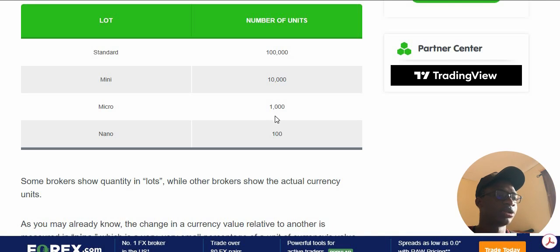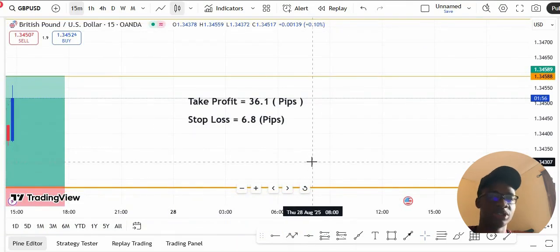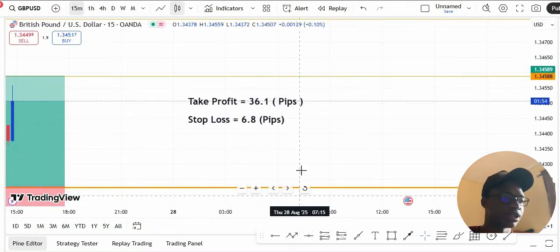So this times 100, tens of thousands, hundreds of thousands. We are going to be counting it like that. So this is 100,000. Tens of thousands, hundreds of thousands. So that's how we're going to calculate the number of units. Now this is how we're going to do it in calculating lot size.